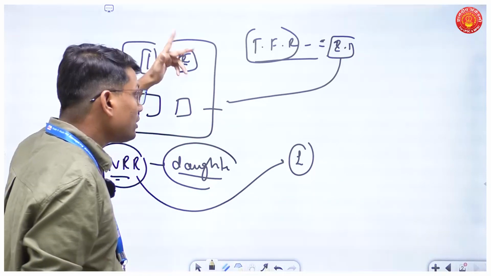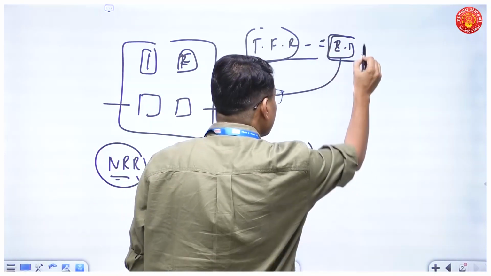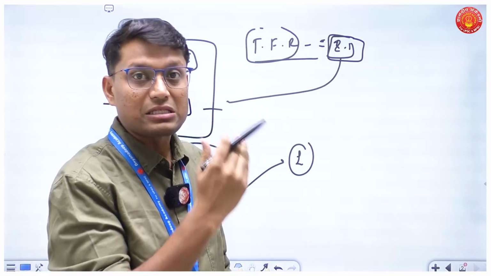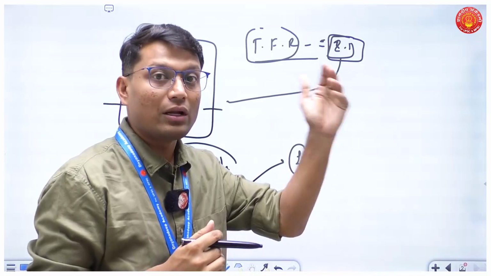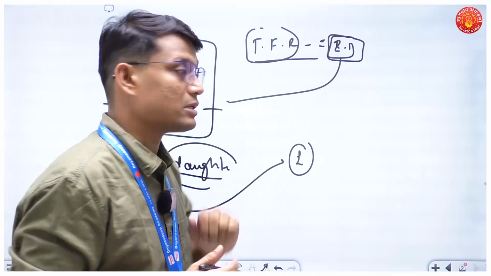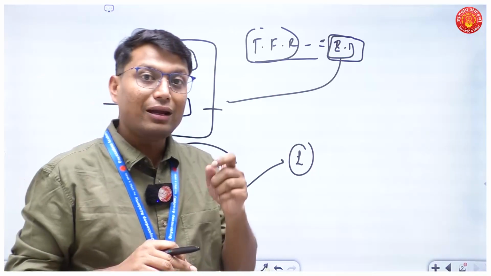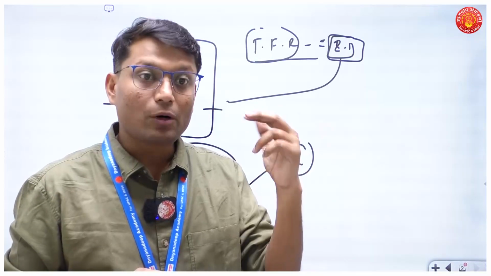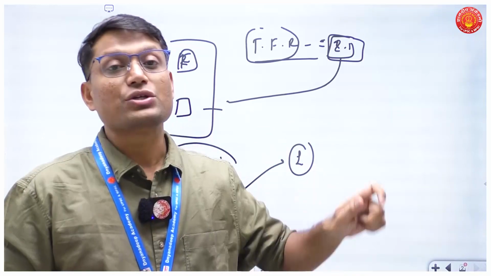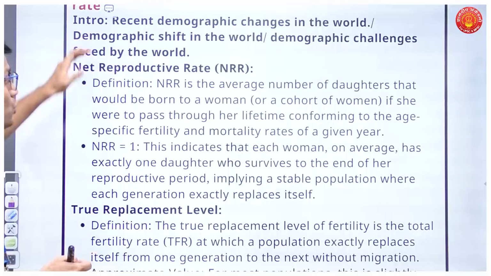But when it comes to total fertility rate, we have a different number. When the total fertility rate of a given population group is 2.1, its population will remain stable. If it goes beyond 2.1, population will increase. If it goes below 2.1, population will decrease. Similarly, for net reproductive rate also, if net reproductive rate is more than 1, population will increase. If net reproductive rate is less than 1, population is supposed to decrease. So that is something we are going to know when it comes to these two terms.